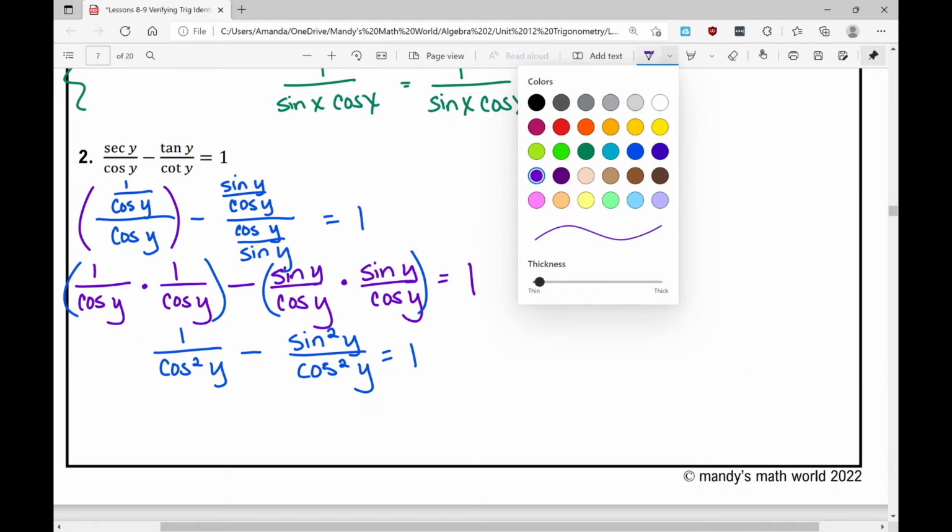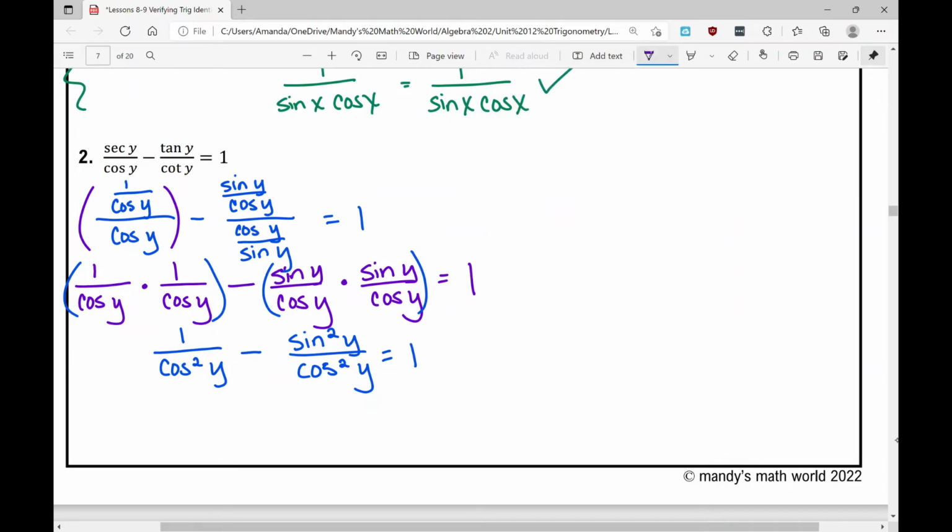And what do we have here? Now we're subtracting these fractions. We have a common denominator. Awesome. So we don't need to create a common denominator. We can just combine our numerators. 1 minus sine squared y, I'm going to write that, over cosine squared y equals 1.